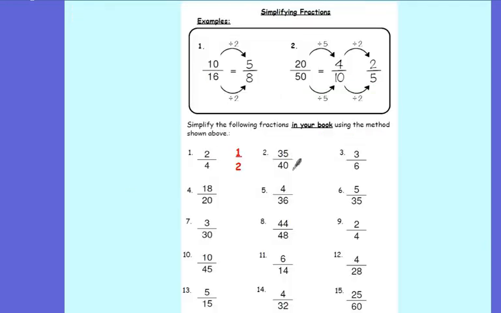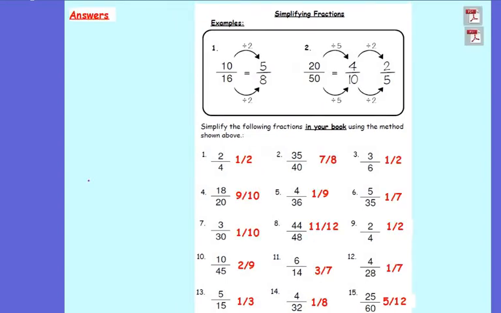Over to you, Year 7, in your light blue books. Pause the video for 5 to 10 minutes and have a go at these questions for me. Can you simplify the following fractions? An example is at the top to help you out. And these are the answers I was looking for. Please check your work and see how you did.